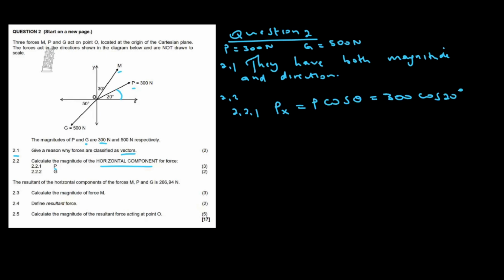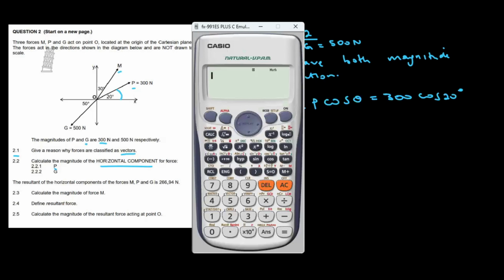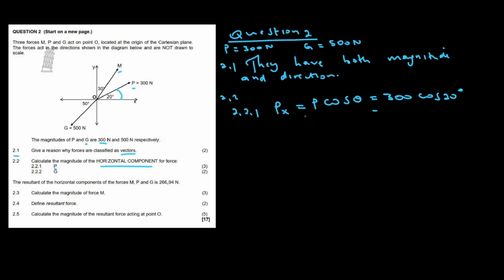At this point, I'm ready to pull up my calculator. Let me punch in the numbers. This is going to be 300 cos of 20 degrees, and this gives me 281.91. So it's going to be 281.91 newtons. I've answered the question.